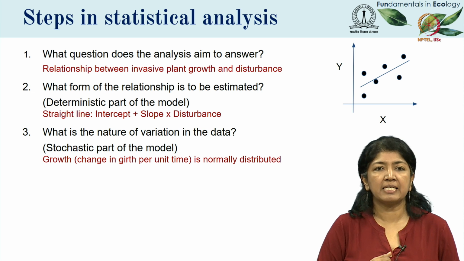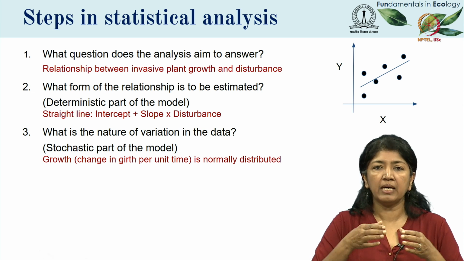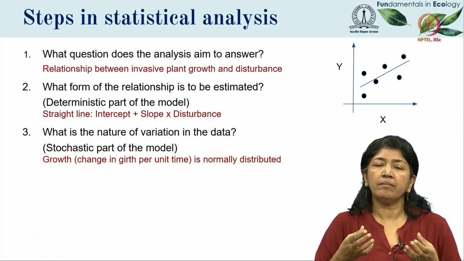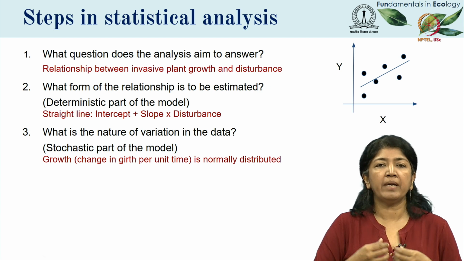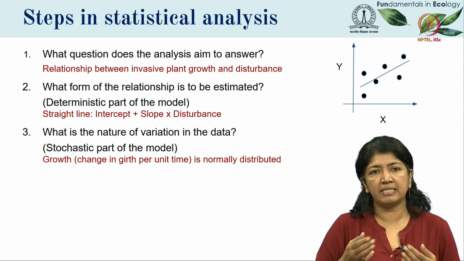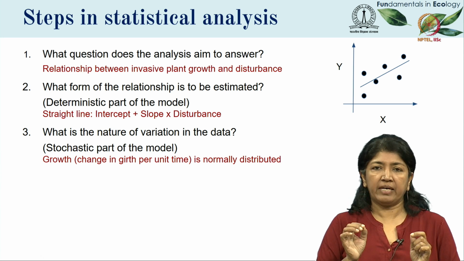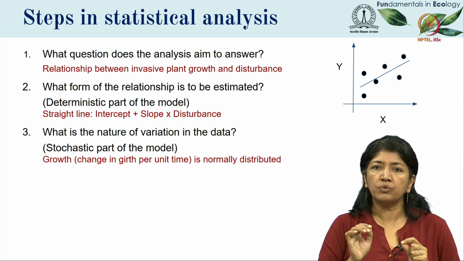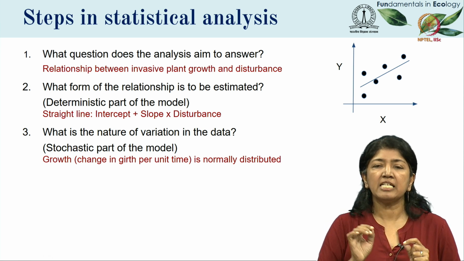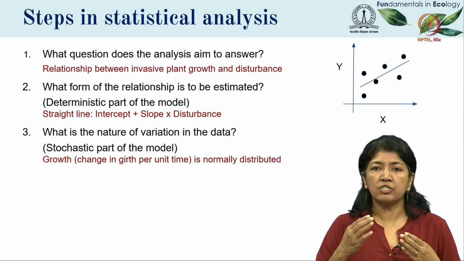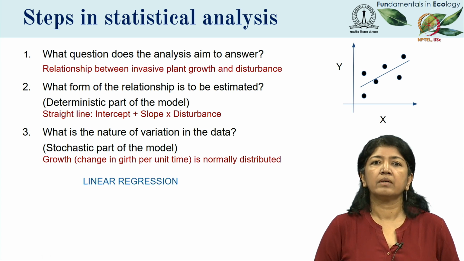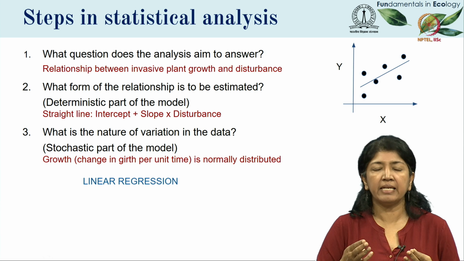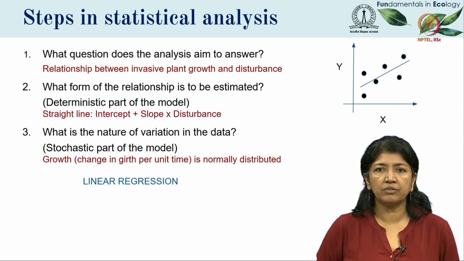So, in this case I might expect that growth, suppose I measure growth as change in the girth of the plant per unit time, it might be reasonable to expect growth to be a continuous variable that is normally distributed. Once I figure out the deterministic and the stochastic part of the model, that helps me choose the statistical model. So, in this case if I want to fit a straight line and I can assume normal distribution, the most common model that will first come to mind is a linear regression. So, I fit a linear regression to the data.